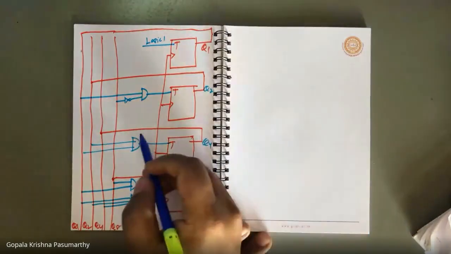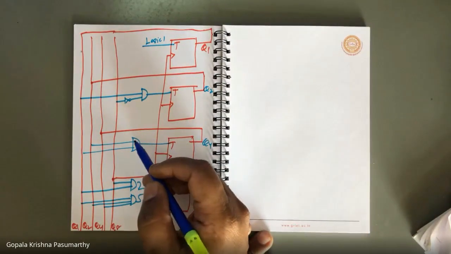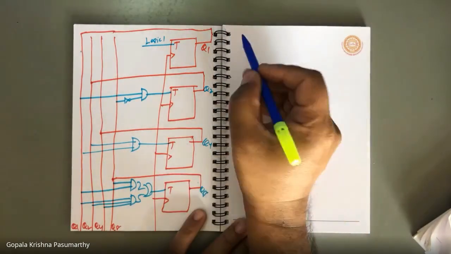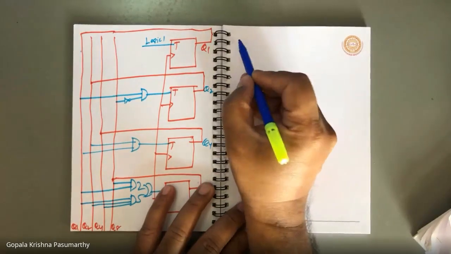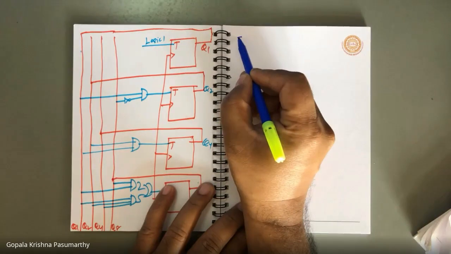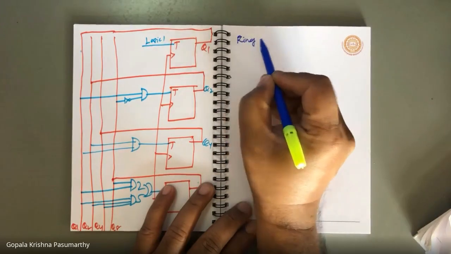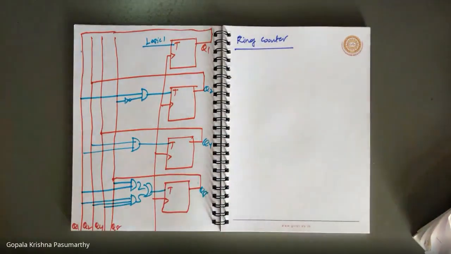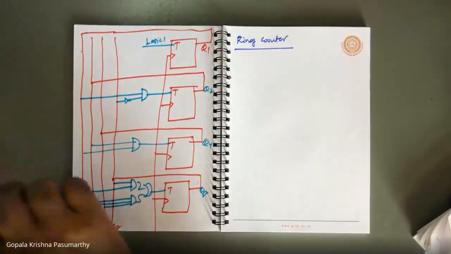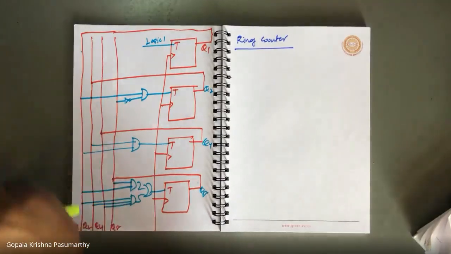Good morning, everyone. In the last class, we came across synchronous counters. There are two more counters to be discussed from this chapter, in which the first one is called the ring counter. What do you mean by ring counter?